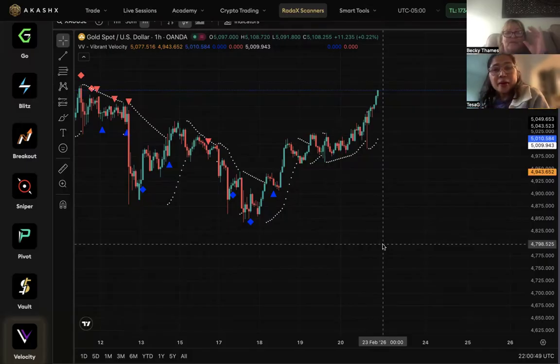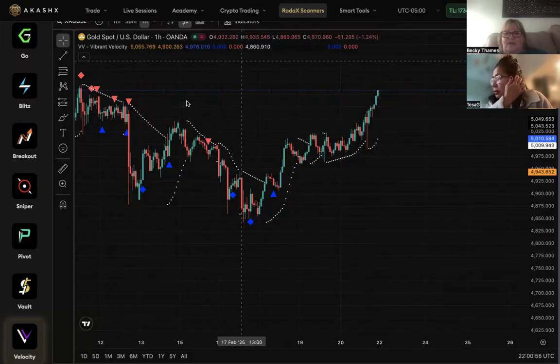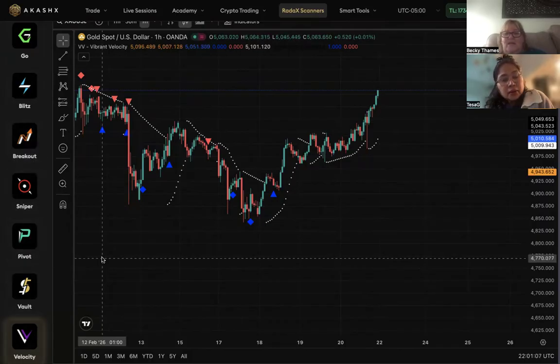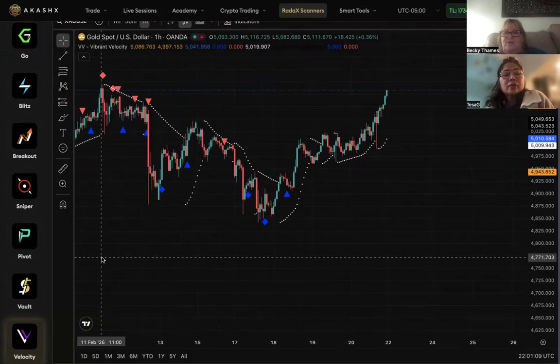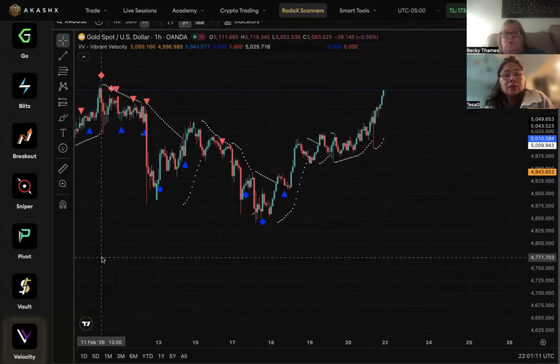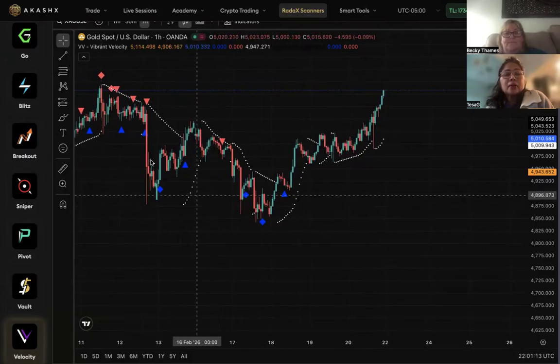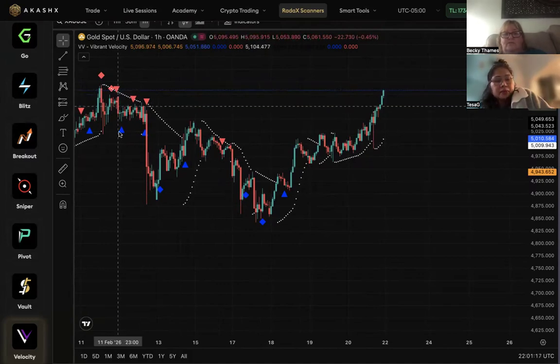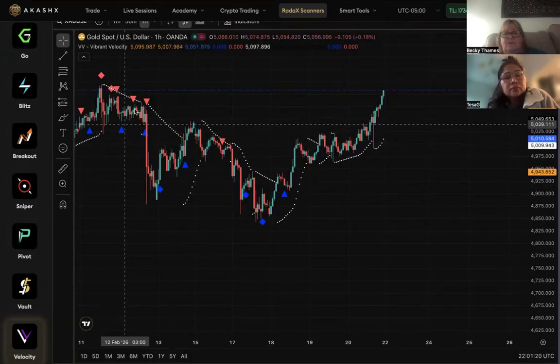In this session, we are going to go over scanners and indicators. Inside of Akashics, you can see we have some radar scanners, and they're named Go, Blitz, Breakout, Sniper, Pivot, Vault, Velocity, and they all look different. So, it just depends on what your preference is. But basically, whenever you see a red triangle, you sell. When you see a blue one, you buy.